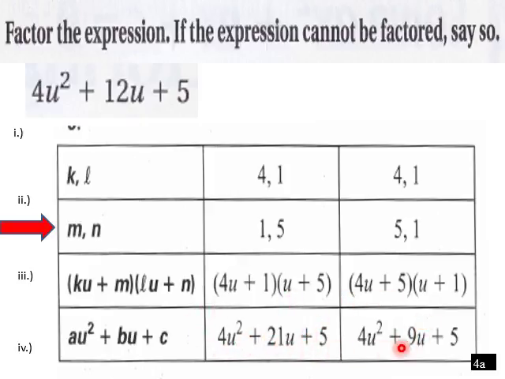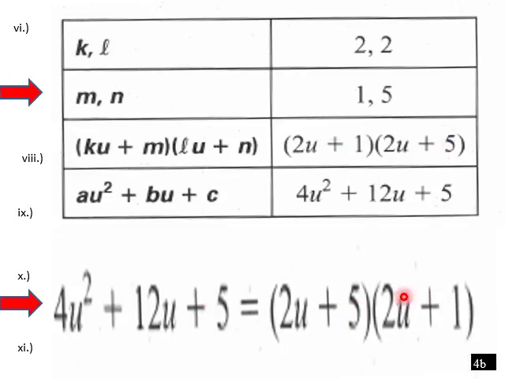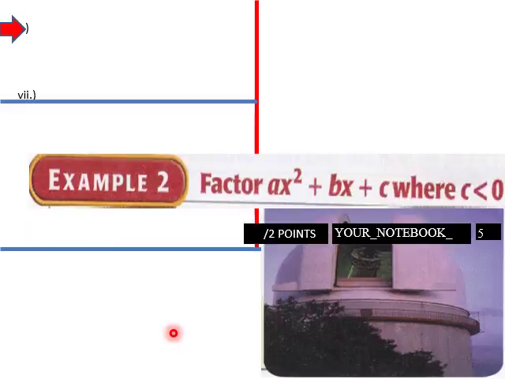4u squared plus 21u, 4u squared plus 9u plus 5. Here's another conjugation of that. au squared plus bu plus c, we come up with this here. 4u squared, that'd be 10, 12, and then 5. So this is the correct factorization for this quadratic right here. Using our table and doing it that way, the best way to do it is mentally.